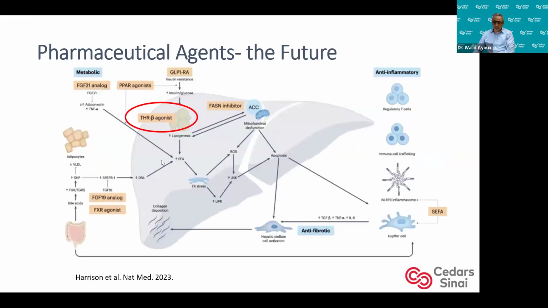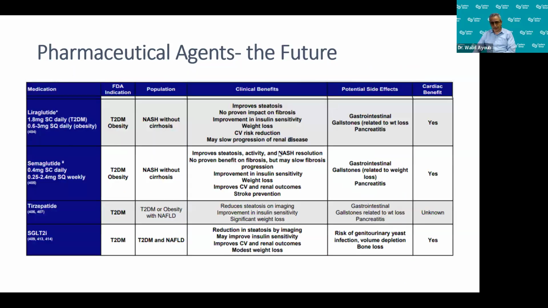The good news is we have many drugs being developed now that address different pathways in the mechanism of fatty liver. The one I like is called THR, thyroid hormone receptor beta agonist. It's called resmetirom. This is the one that was approved recently. But we have many other drugs in the pipeline for fatty liver in different stages of development. So the future looks bright for patients with fatty liver.